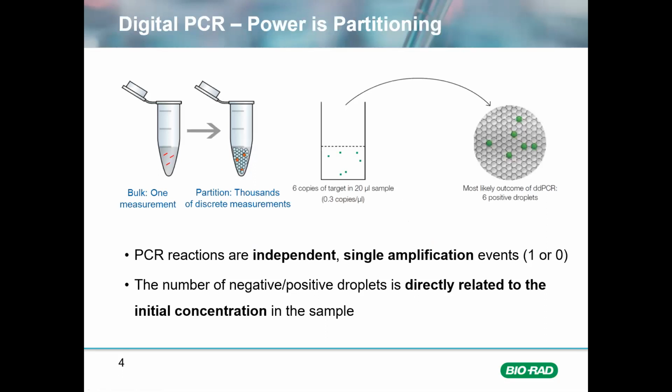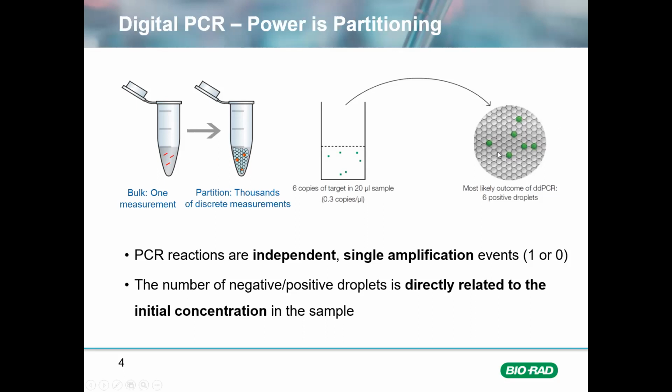Now, at Bio-Rad, we like to call this the power of partitioning. So if we were to take a theoretical example of a 20 microliter reaction that contains 6 molecules of our target, let's say 6 molecules of the virus that causes COVID-19, and we go to dropletize that into 20,000 1 nanoliter size droplets, by random distribution, we are expecting that we are going to get about 6 positive droplets. In this case, the droplets that are shown here in green.